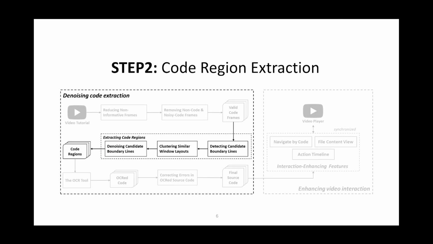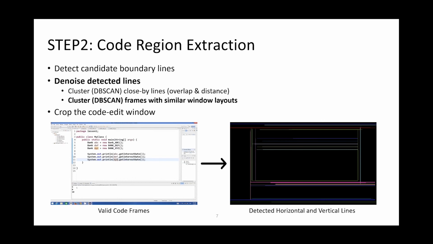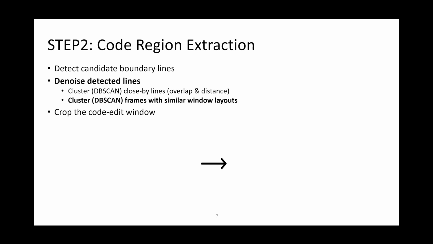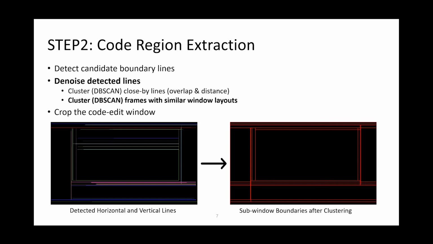Step 2. Code region extraction. To eliminate interferences from non-code regions such as code completion suggestion window and pop-up menu, we crop code editor window from valid code frames. To do so, we detect the candidate boundary lines using Canny edge detector. However, the original detection results are very noisy. To reduce the detection noise, we carry out 2 steps of clustering.